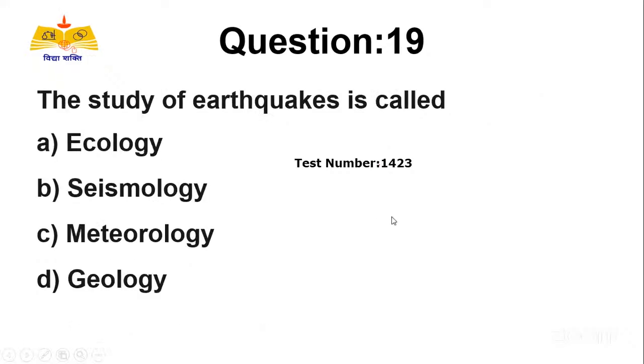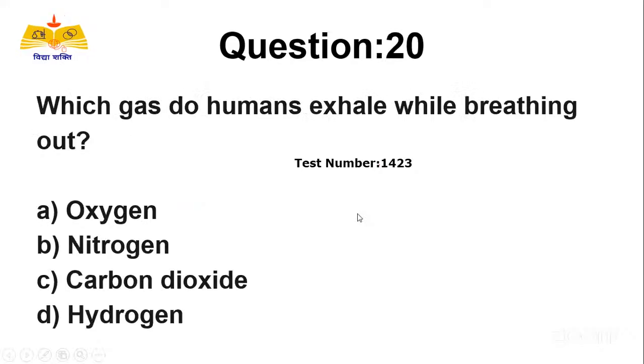Question number 19. The study of earthquake is called A option, B, C, D. Pick up your options fast. So I've given you your question number again on the screen itself. I've typed it. You're most welcome. Right? Pick up. And let's go to the question number 20. Which gas do humans exhale while breathing out? A. Oxygen, B. Nitrogen, C. Carbon dioxide, or D. Hydrogen.